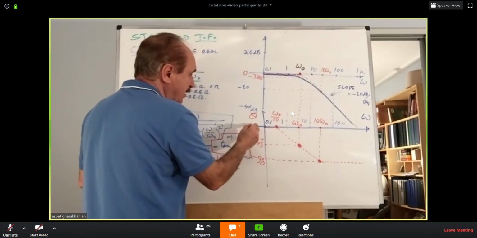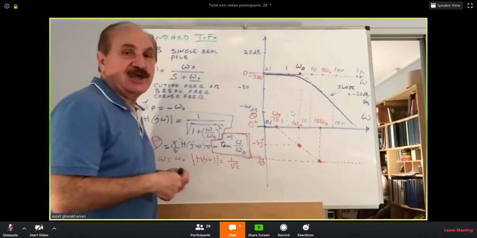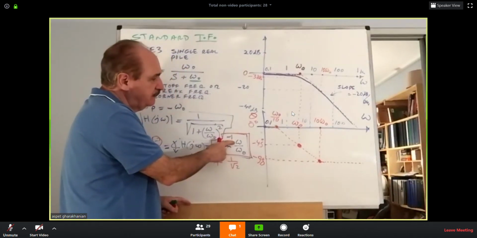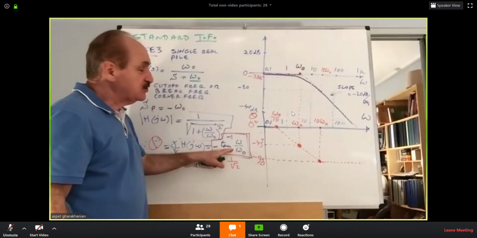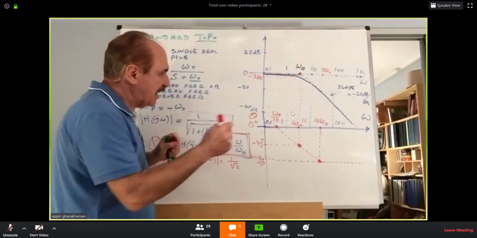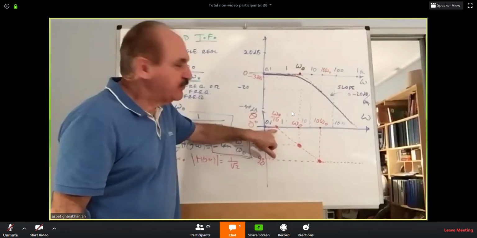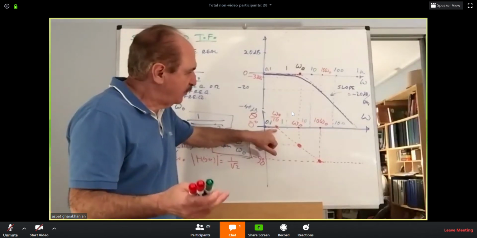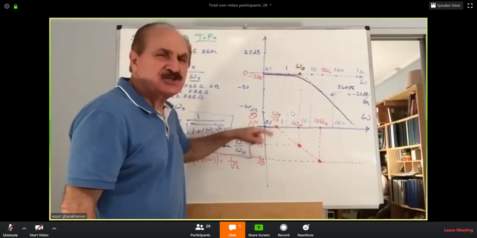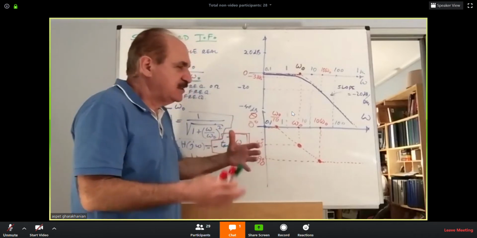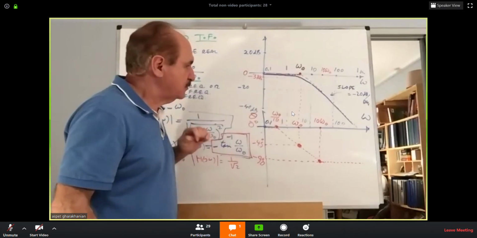Why are we claiming it's 0 degrees at omega O over 10? Check it. If you substitute omega equal to omega O over 10, this point will be inverse tan of 0.1. That is about 4.8 degrees. So 4.8 is only 10% of 45, even smaller. So it's a small angle. We are approximating the 4.8 degrees as almost 0. That's why we're marking that one.